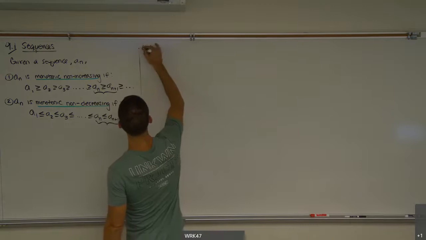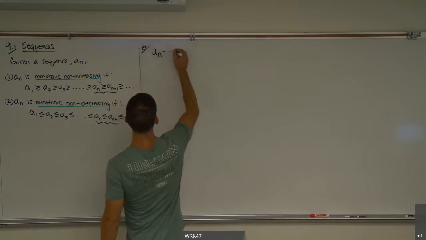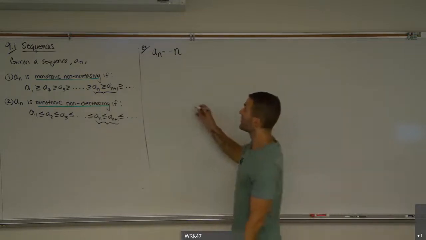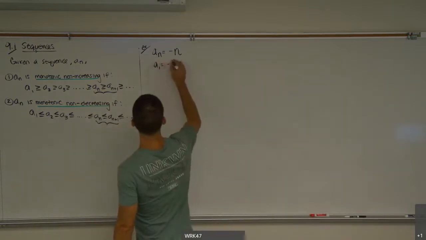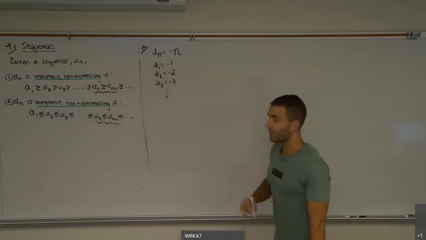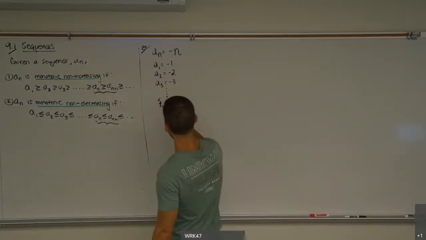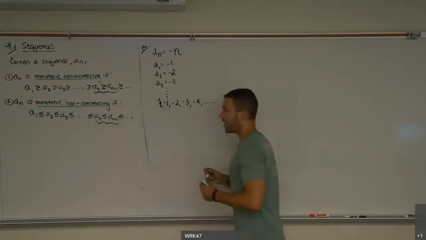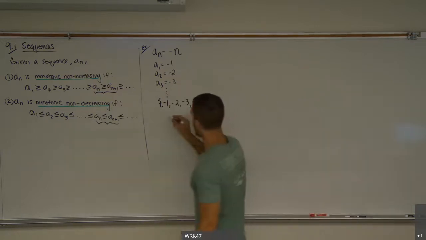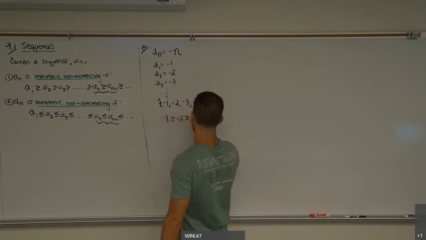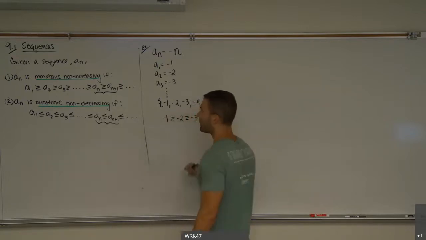I'll look at a very simple one. Monotonic: a sub n equals negative n. If I look at the terms of this sequence, a1 is negative 1, a2 is negative 2, a3 is negative 3, and so on. I write out the terms of this sequence, negative 1, negative 2, negative 3, negative 4, and they all follow a certain inequality. We have negative 1 is larger or equal to negative 2, larger or equal to negative 3, larger or equal to negative 4.